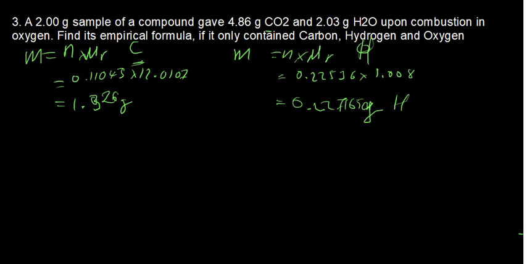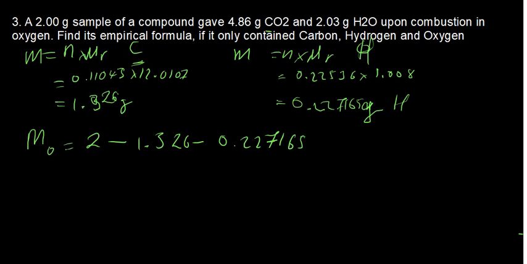Now, what amount of oxygen was present in the sample? We want to find the mass of oxygen in the sample. So the mass of oxygen will simply be the total, that is 2, minus the mass of carbon and minus the mass of hydrogen. What remains is our mass of oxygen, because this compound was only made up of 3 substances.